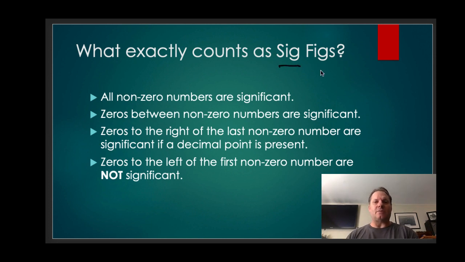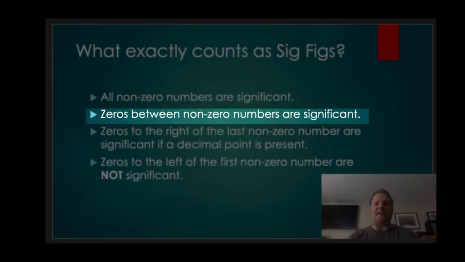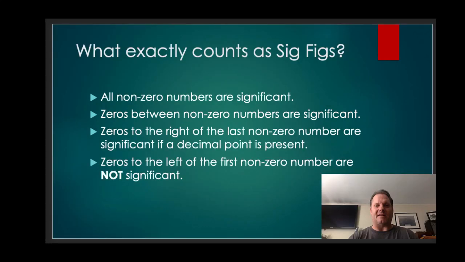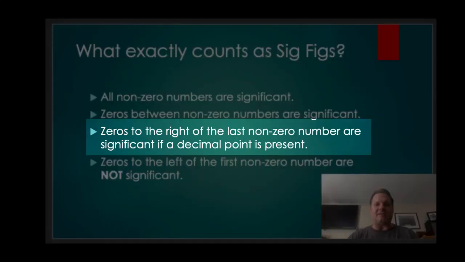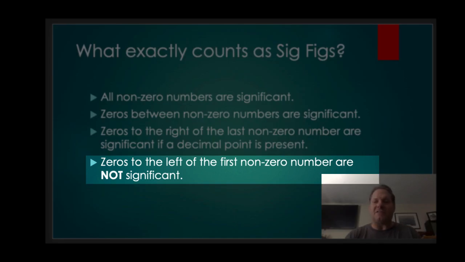Significant figures. So what are significant figures? Just a few rules. All non-zero numbers are significant. Zeros between non-zero numbers are significant. Zeros to the right of the last non-zero number are significant if a decimal point is present. And zeros to the left of the first non-zero number are not significant.